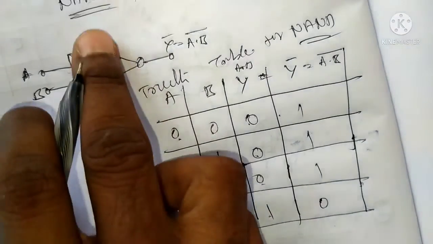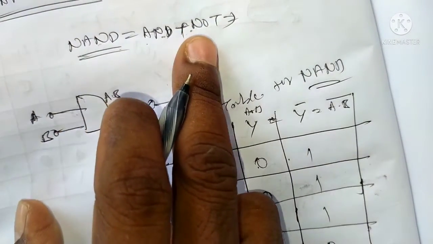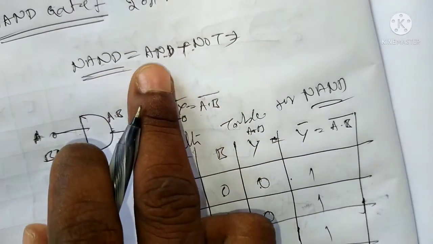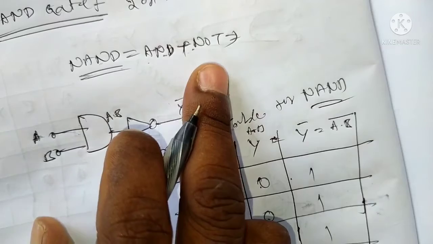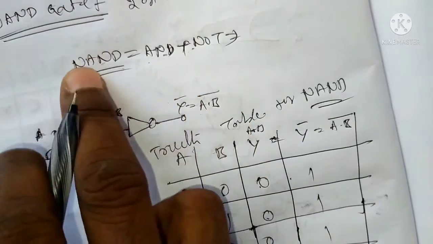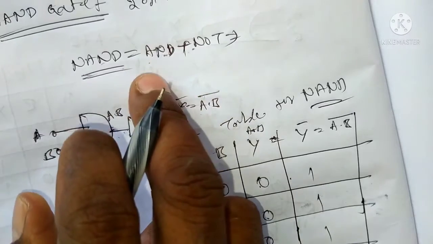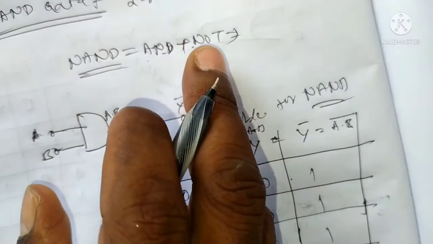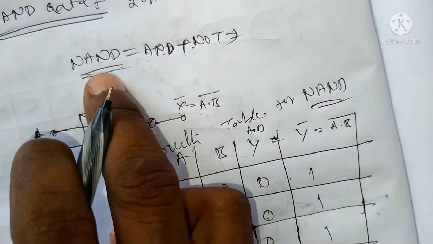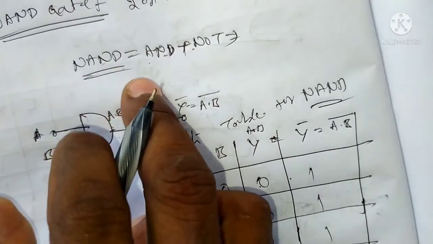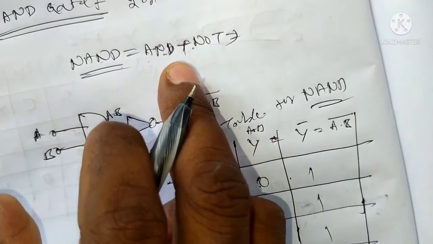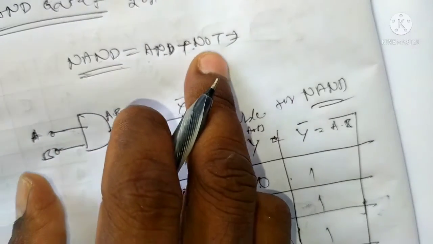The NAND gate is nothing but a combination of an AND gate and a NOT gate. The NAND gate is a universal gate. A universal gate is one that can be built from a combination of the basic gates. The basic gates are the AND gate, OR gate and NOT gate. NAND gate and NOR gate are the universal gates. Here the basic gates are the AND gate and NOT gate.